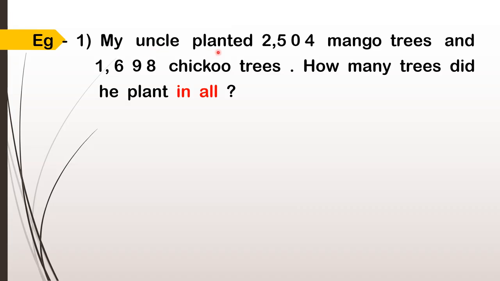My uncle planted 2,504 mango trees and 1,698 chiku trees. How many trees did he plant in all? Based on this problem, this is the information given to you. Based on this, you have to write the statements. That's the first thing. After writing the statements, the second and the most important thing is you have to solve it using the method. It can be either addition or subtraction over here.